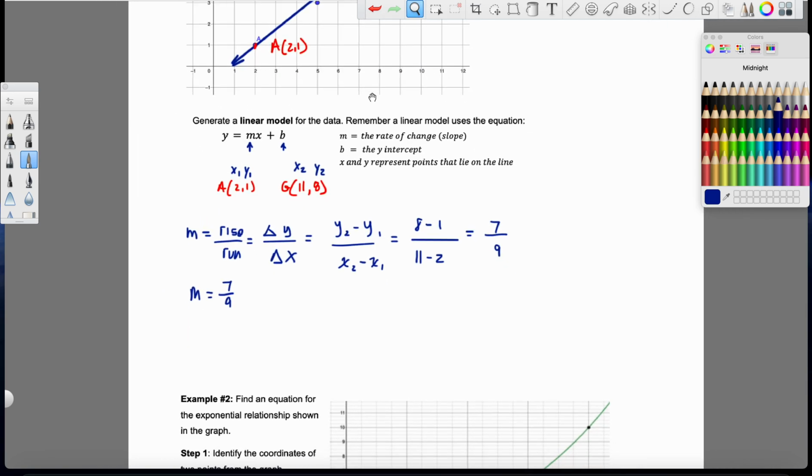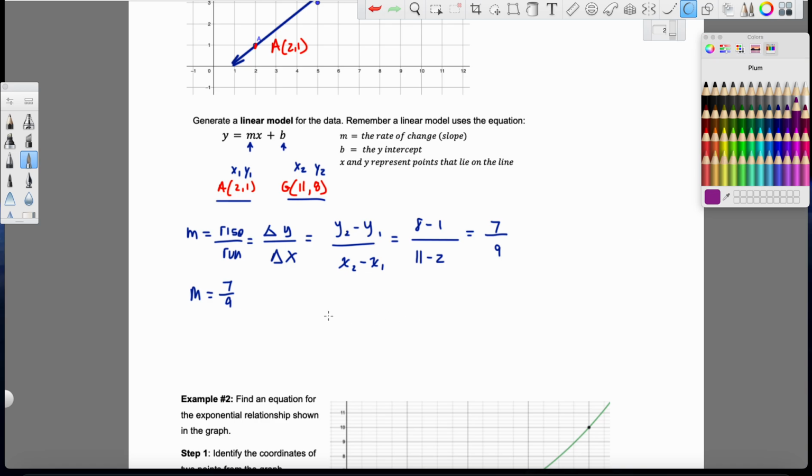Okay, now we can take the slope and put it back into our equation. So I've got m, I need to get b. What can I use for x and y? Well, there is an infinite set of points that work for a line. We've got these two that we know work. Let's just choose one of these. So I'll go with A. I'll use point A here.